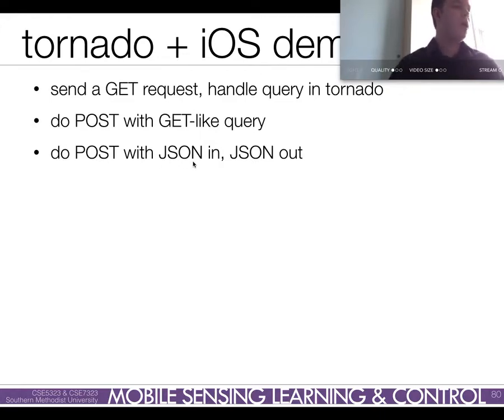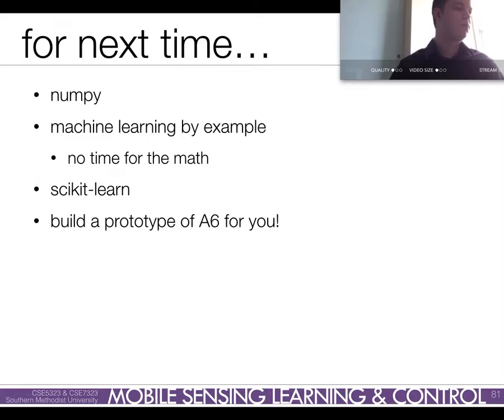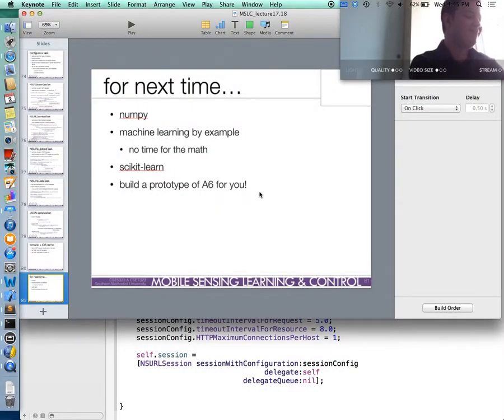Okay? And next time, we will look at doing machine learning. And we will build a prototype for A6 for you. I don't know if we'll do that next time, but we might do that with the following lecture. We're going to talk about machine learning and why we're taking the time to do all of this Tornado, MongoDB, HTTP request stuff. Because it's going to be super cool. We're going to go from kind of cool to super cool. And maybe you guys will actually be excited about it.